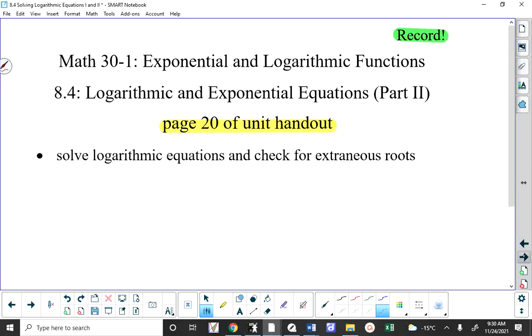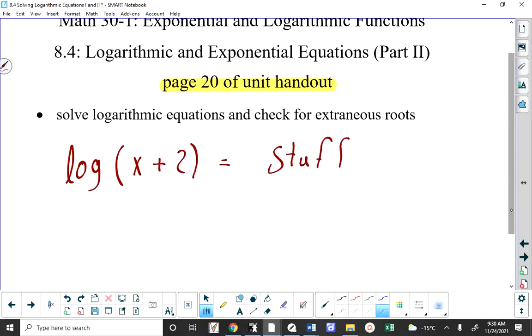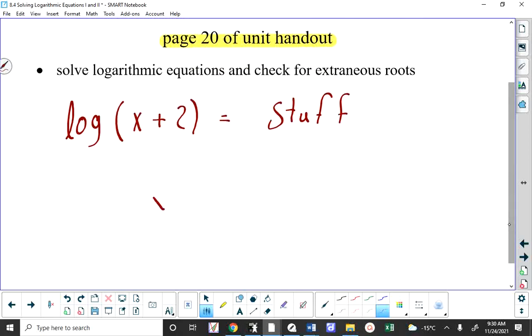I'll tell you right now, the reason an extraneous root will happen here is because the argument of the logarithm is not positive. So, for example, if I had an equation that had log of x plus 2 in it, and then there's other stuff, there could be other stuff everywhere. But in the original equation, x plus 2 is there, and you do something to this equation to solve it, and you get the following solutions.